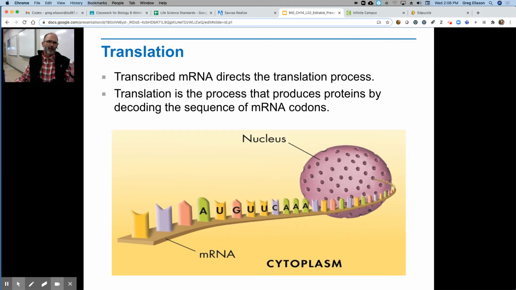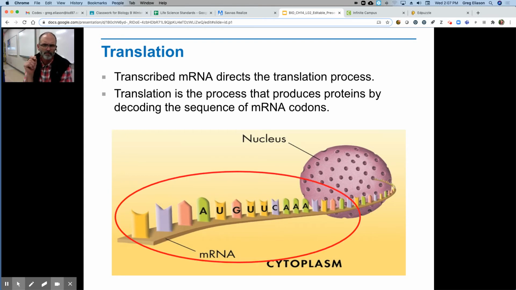So we have transcribed the message from DNA to RNA, and now we're going to translate the message from RNA to a protein. Okay, so transcribed mRNA directs the translation process. Translation is the process that produces proteins by decoding the sequence of an mRNA codon. So there's our mRNA. We look at the nucleus, and the nucleus has these pores in it. So what we're talking about is how this works in a eukaryotic cell. In a eukaryotic cell, the mRNA is produced in the nucleus.